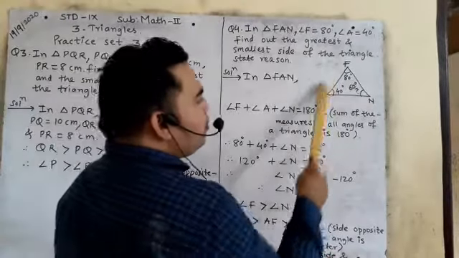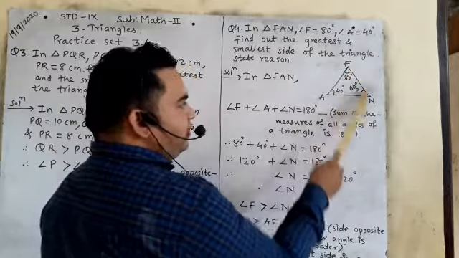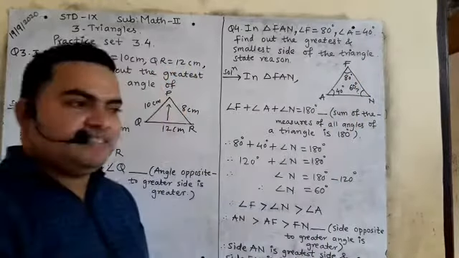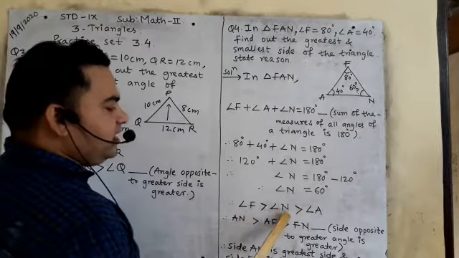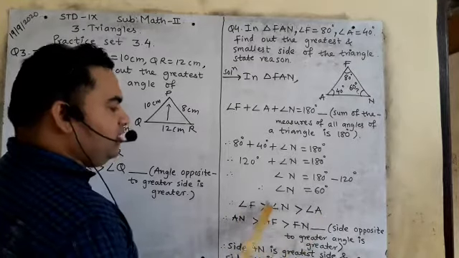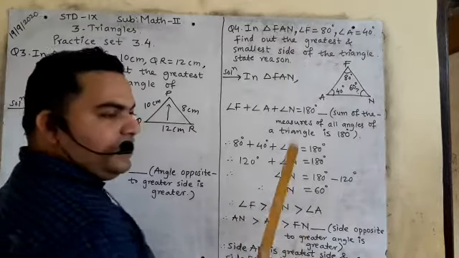Okay. Now which is the smallest angle here? A. Which side is opposite to A? FN. So this is the smallest side. Is it clear? So look at here. Angle F is greatest, then angle N, then angle A. Angle F is greater than angle N. Angle N is greater than angle A.